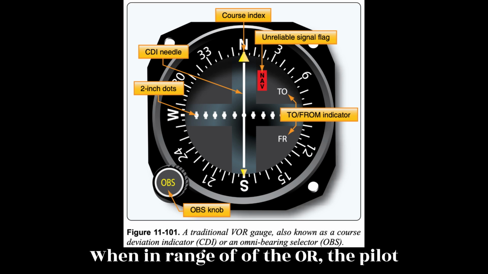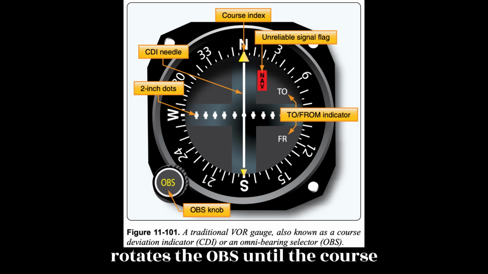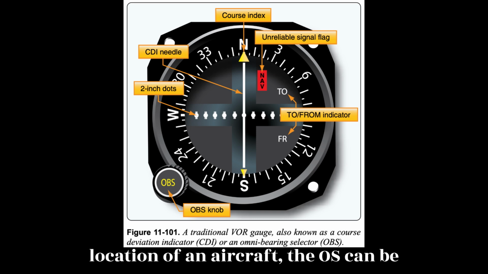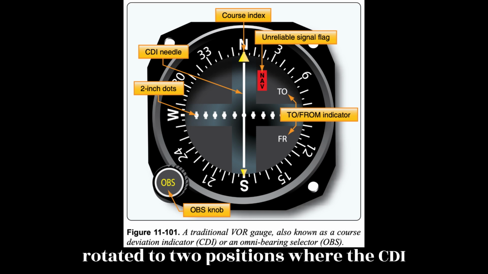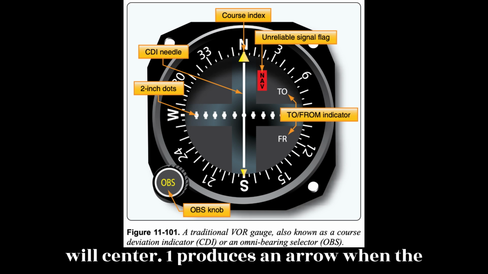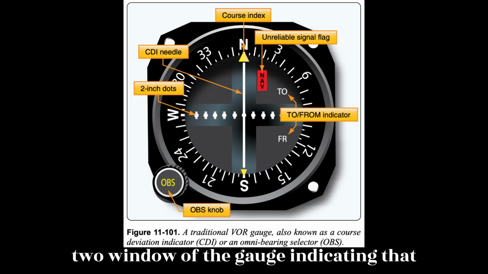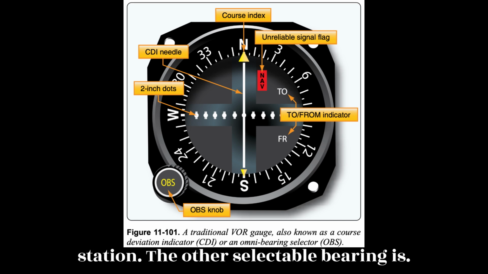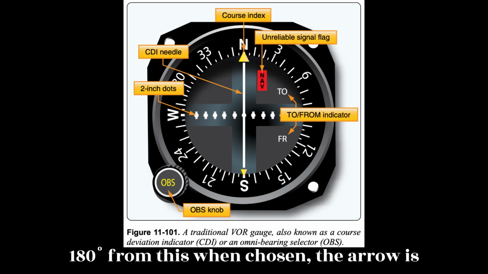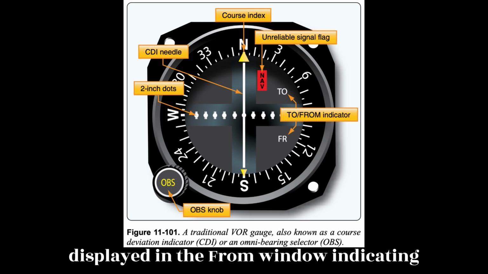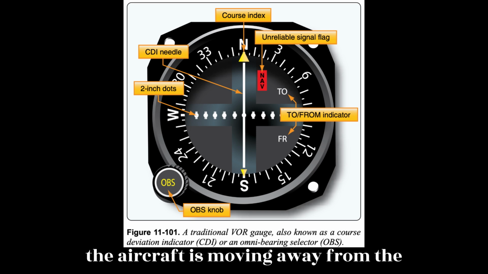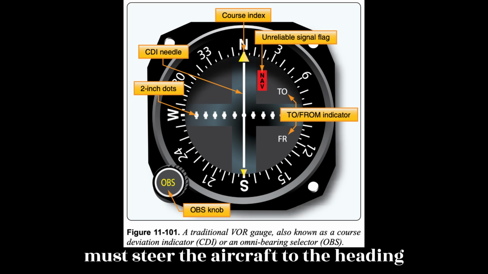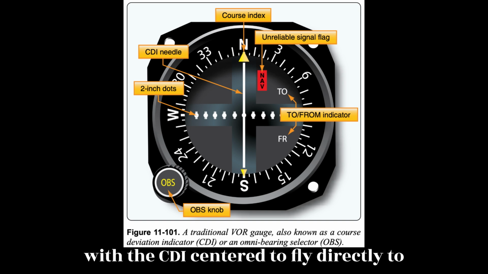When in range of a VOR, the pilot rotates the OBS until the course deviation indicator centers. For each location of an aircraft, the OBS can be rotated to 2 positions where the CDI will center. One produces an arrow in the TO window of the gauge indicating that the aircraft is traveling toward the VOR station. The other selectable bearing is 180 degrees from this. When chosen, the arrow is displayed in the FROM window indicating the aircraft is moving away from the VOR on the course selected. The pilot must steer the aircraft to the heading with the CDI centered to fly directly to or from the VOR.